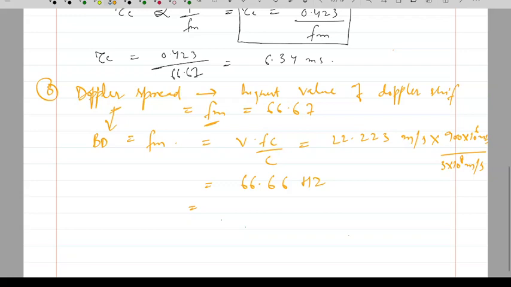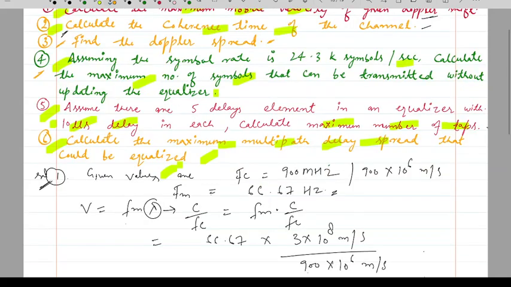So let's move to the fourth part of this numerical. Here in the fourth part, assuming the symbol rate is 24.3 k symbols per second. This is a symbol rate, and we will calculate the maximum number of symbols that can be transmitted before the updation of the equalizer. Means before the equalizer, how many symbols are used to transmit the data in the receiver before the equalizer update.